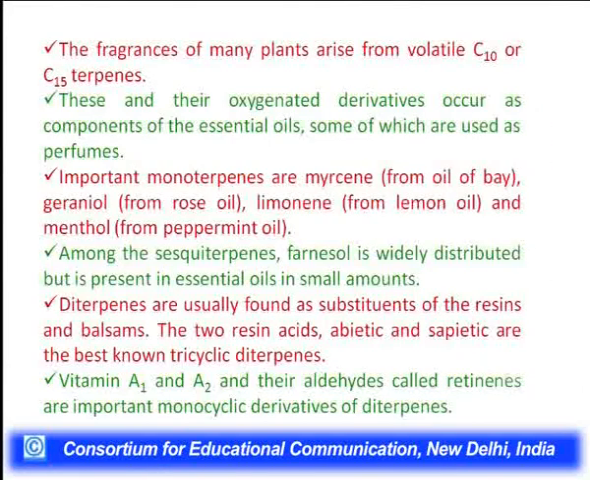The fragrances of many plants arise from the volatile C10 or C15 terpenes. It means these terpenes may contain carbon numbers from 10, or they may contain carbon up to 15 and more than that also. These and their oxygenated derivatives occur as components of the essential oils, some of which are used as perfumes. Important monoterpenoids are myrcene, which is derived from the oil of bay, geraniol, which is derived from rose oil, limonene, which is derived from lemon oil, and menthol, which is derived from peppermint oil.